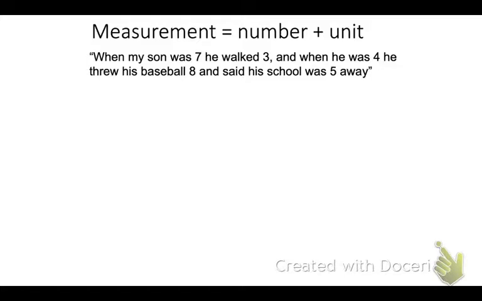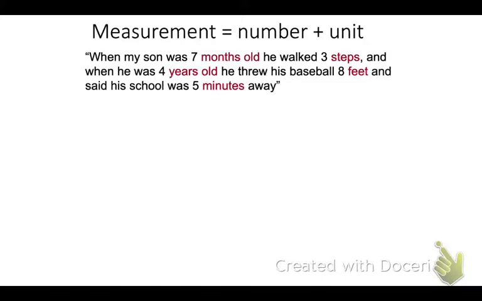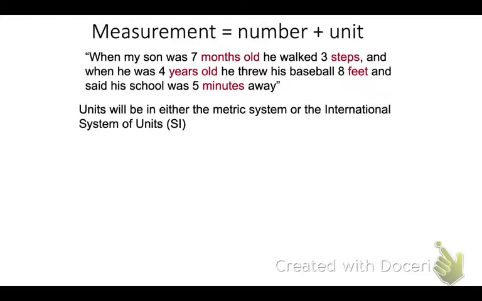So let's see what happens when we introduce units to that. When my son was 7 months old, he walked 3 steps, and when he was 4 years old, he threw his baseball 8 feet and said his school was 5 minutes away. Now the whole sentence makes way more sense.